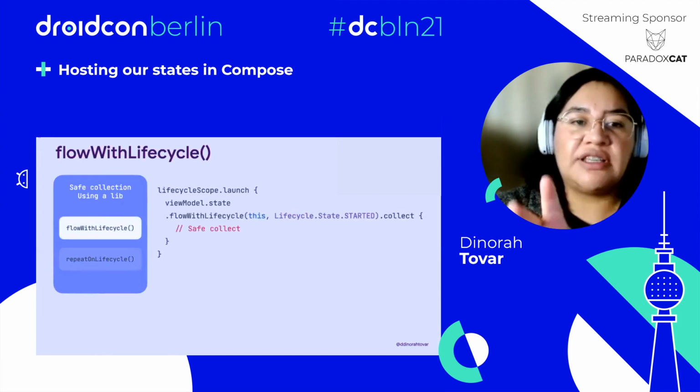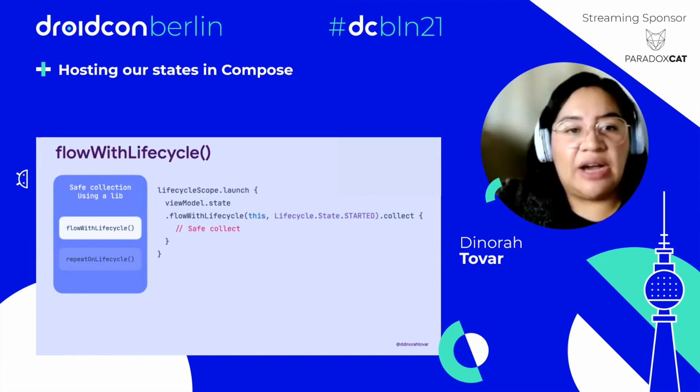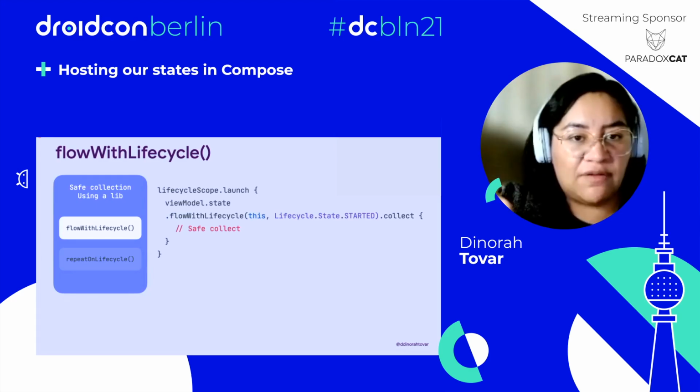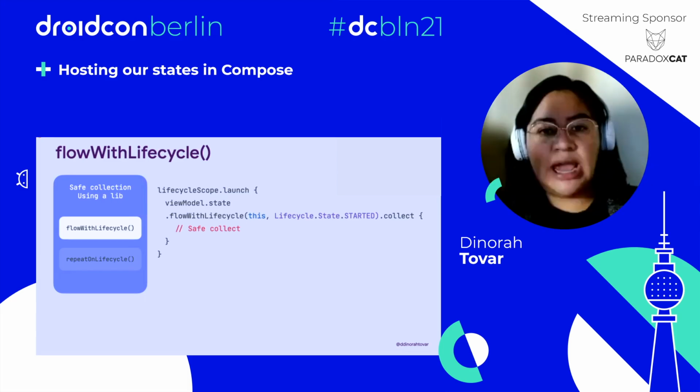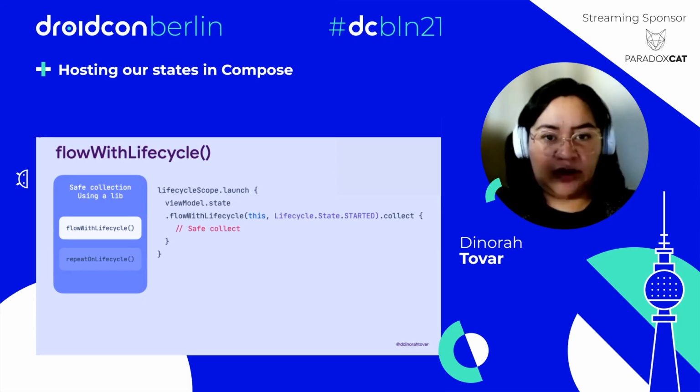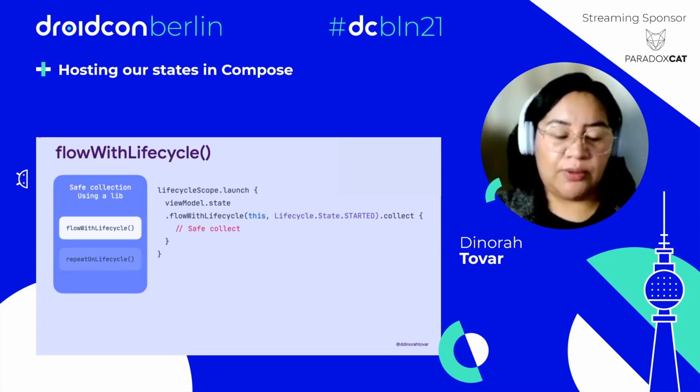We have the same function. We have a lifecycle that launches. We go to the StateFlow, the SharedFlow we want to collect, and we tell it what is the owner and what is the state we are going to start collecting. Once it is started, we are ready to go.